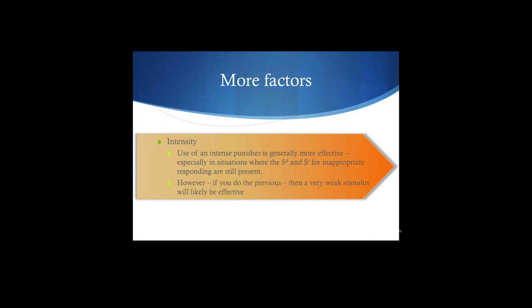So again, to continue on with my point, if you do that previous step, then a very weak stimulus will likely be effective. What I mean by that is, if you do the stuff on the previous page, if you reduce those discriminative stimuli for inappropriate behavior and decrease the reinforcers for it, then a weak stimulus is going to be effective because there's no competing contingency there. The behavior isn't competing with itself.